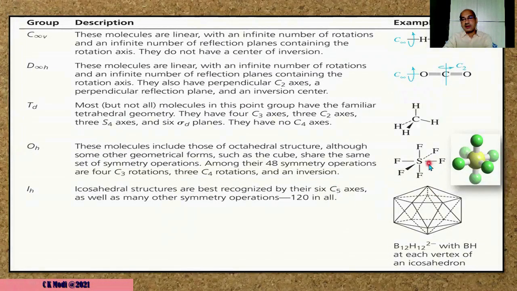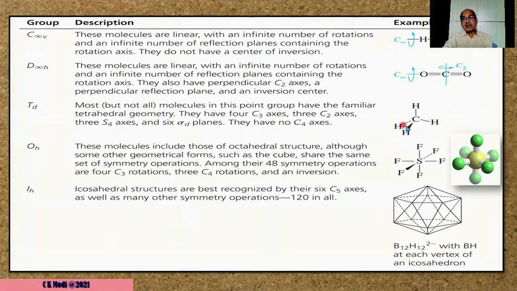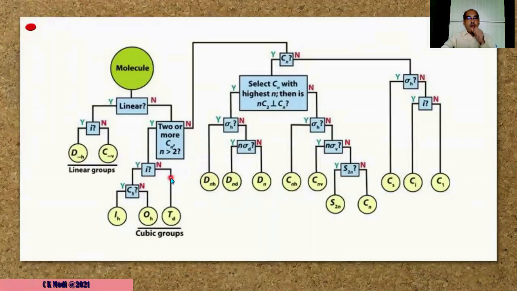Octahedral: C5 is absent. Here the C5 axis is absent, and hence it is an octahedral point group. If center of symmetry i is absent, then it is tetrahedral. So look at this: here center of symmetry i is absent, therefore it is a tetrahedral molecule.